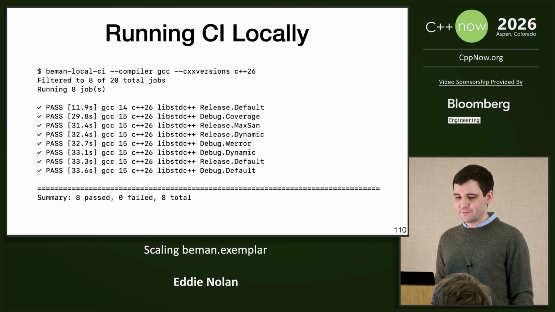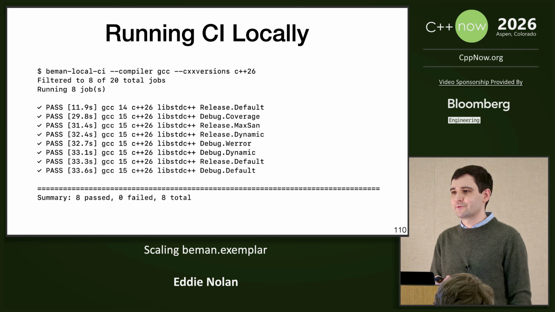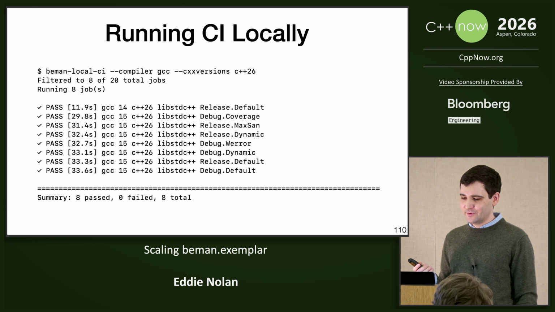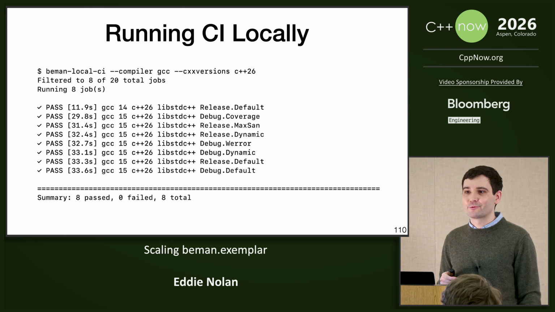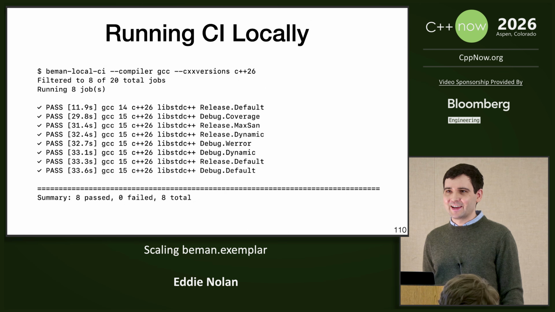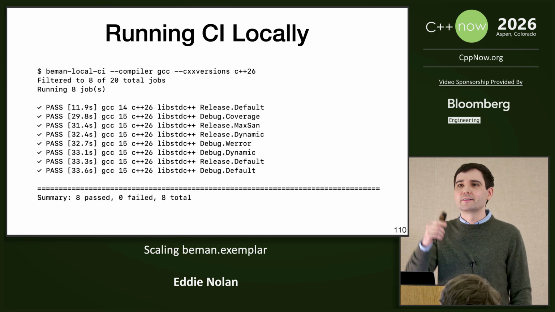But now you can just run beman local CI and filter exactly what part of the configuration that you want to run. Here's an example of it running all the GCC C++26 jobs, and then that way you don't have to wait around to push to GitHub and wait for GitHub Actions to run in order to check whether or not your commit passes CI. Now, of course, this only works for GCC and Clang because MSVC doesn't work in Docker.